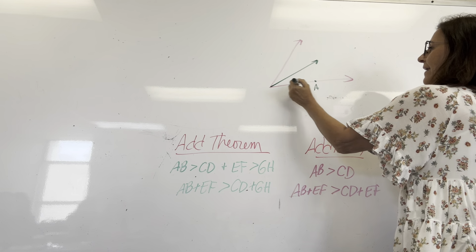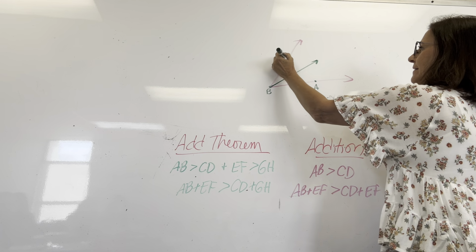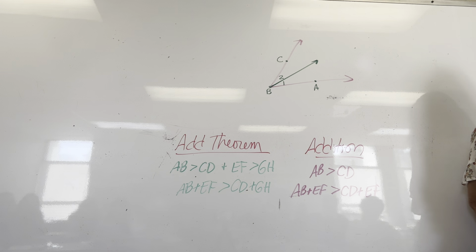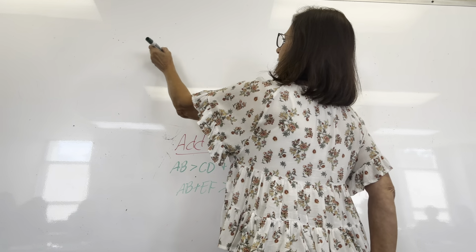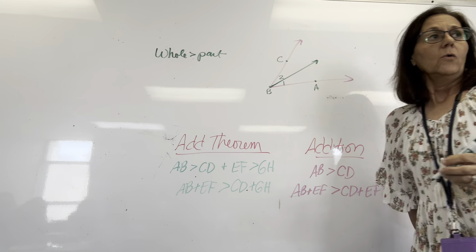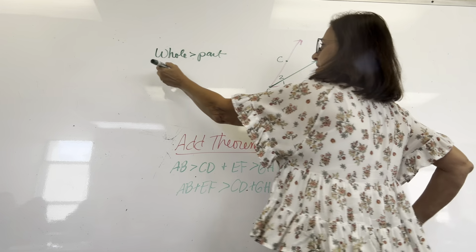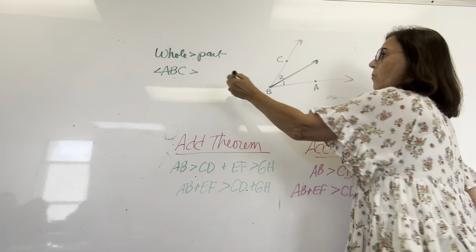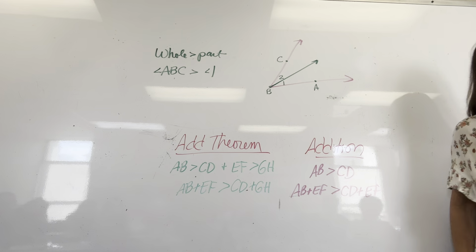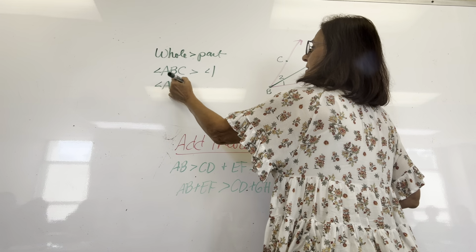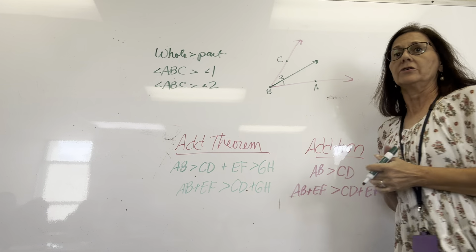No. All right. A, B, C. We'll call that angle 1 and angle 2. All right. Now the whole greater than part would say the whole angle ABC is greater than angle 1, part of the angle, or we could say the whole angle ABC is greater than angle 2, the part.